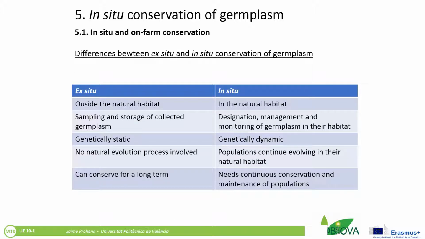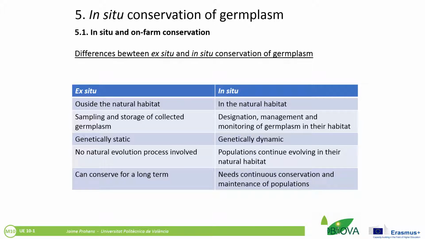The basic differences between ex situ and in situ conservation are the following. In ex situ conservation, this takes place outside of the natural habitat, while in the in situ conservation it takes place in the natural habitat. The sampling strategies for ex situ conservation consist in sampling and storage of collected material, while in situ conservation consists of designation, management, and monitoring of germplasm in their habitat.